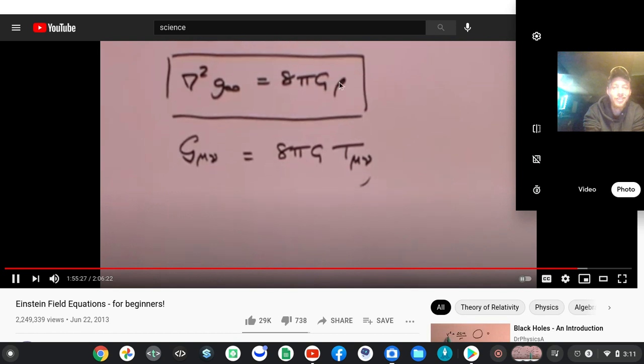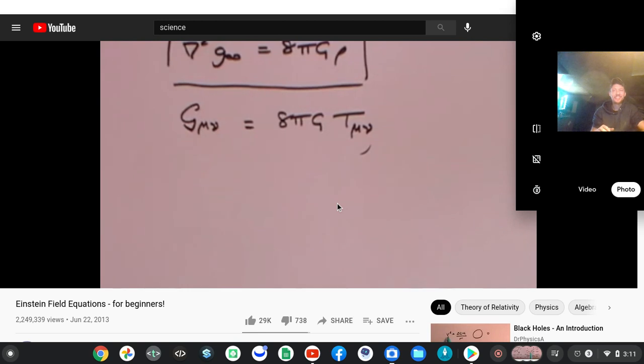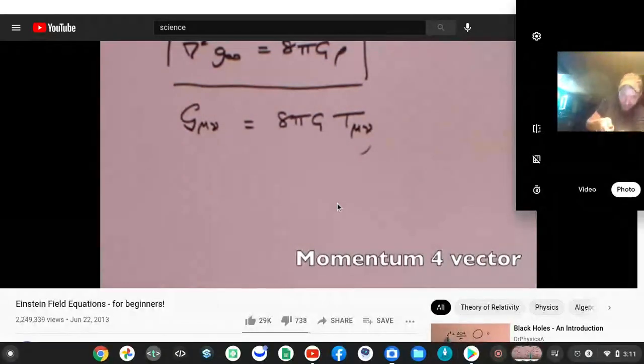If you go back to my video on special relativity, E equals mc squared, part 5, and go to the point in the video which is 2 minutes and 10 seconds in, you'll find that we derive what is called a momentum 4-vector. The 4-vector, of course, has 1 dimension of time, 3 dimensions of space.